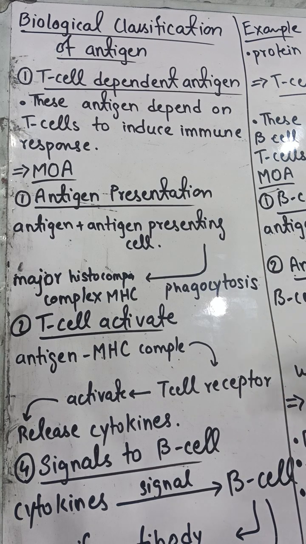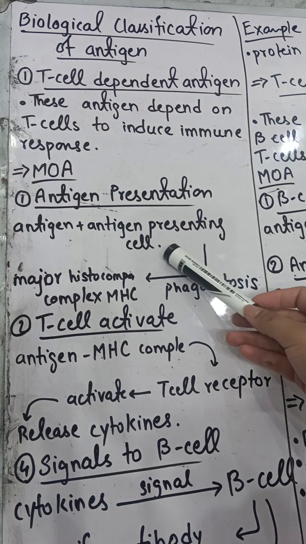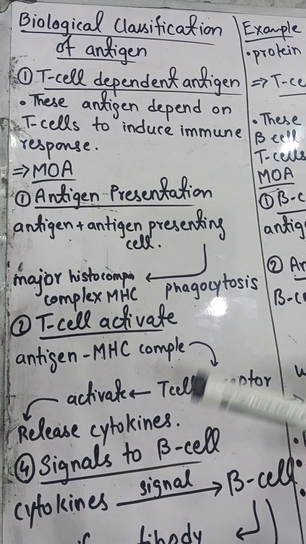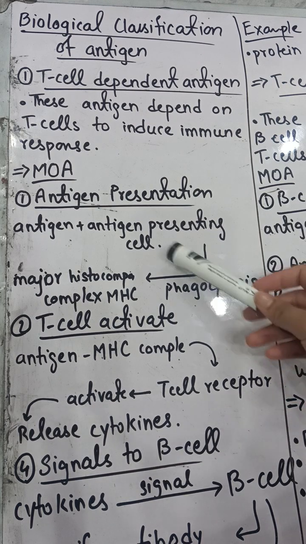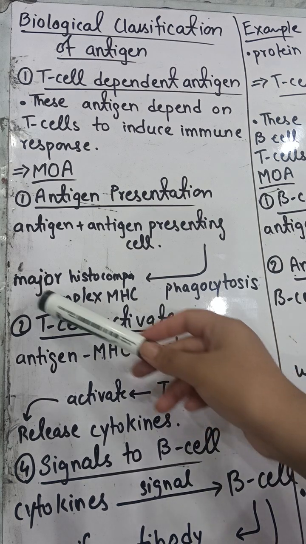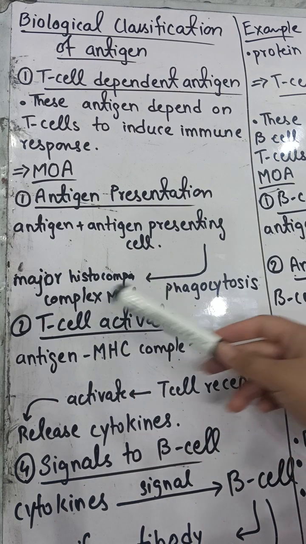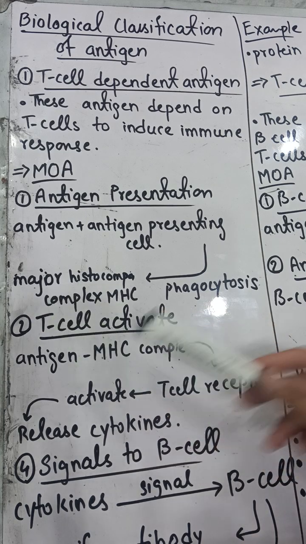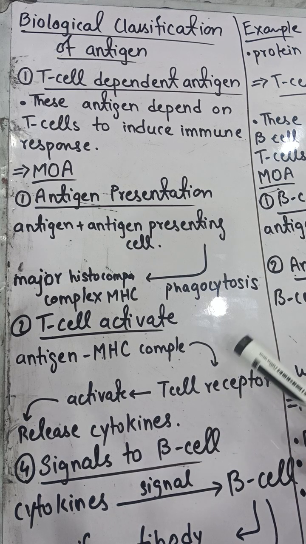Whenever the antigens enter the body, these cells automatically recognize and bind with it, and after the binding they will express some part of the antigen on them and show the body that an antigen has entered. Now the body will activate itself, so phagocytosis will occur. They will engulf the antigen and form a complex called the major histocompatibility complex, abbreviated as MHC complex.